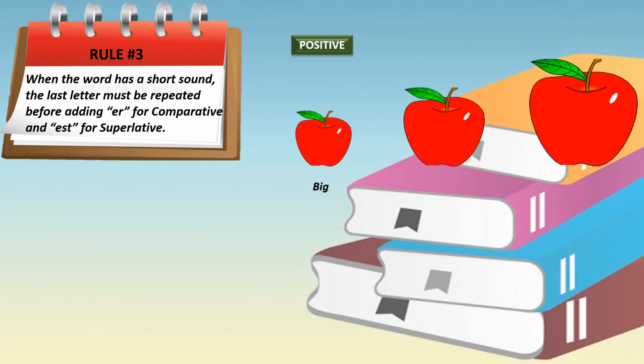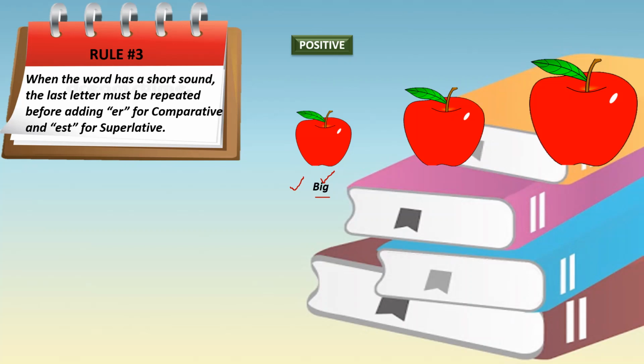Now here we have the adjective big. This is a short sound adjective. Short sound means when you have only one vowel in your adjective. So in this adjective big, we have only one vowel, and that is I. So definitely this is a short sound word, or for that matter we can also call it a short sound adjective. So we have identified the adjective big as a short sound adjective.